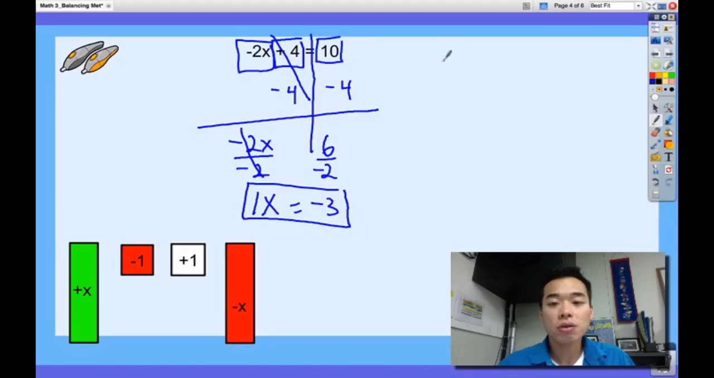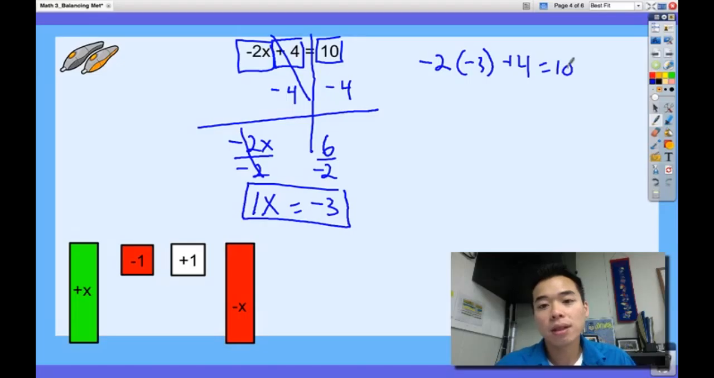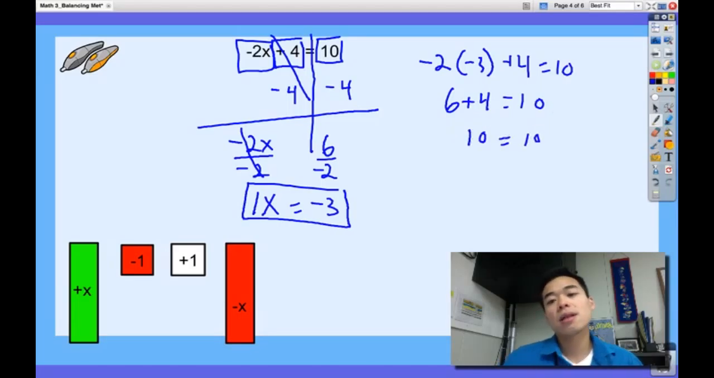And there's my answer. Each of these x's is negative 3. Please also make sure you double check your work by putting it back into the equation. Negative 2 times negative 3 plus 4 is equal to 10. Negative 2 times negative 3 is positive 6, plus 4 is equal to 10, and 10 does equal 10, so that checks. My answer is negative 3.